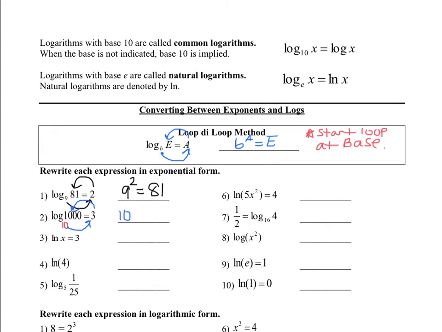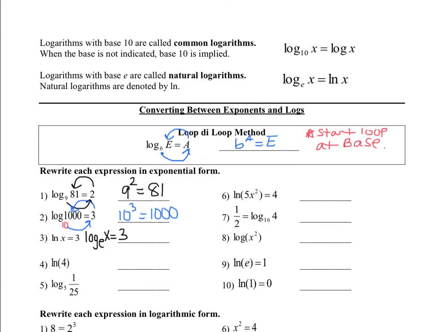So 10 to the third equals 1,000. Okay, how about we look at example number 3? ln of x equals 3. Well, ln of x we know is the same thing as log base e of x. So if we want, we could write this as log base e of x equals 3.